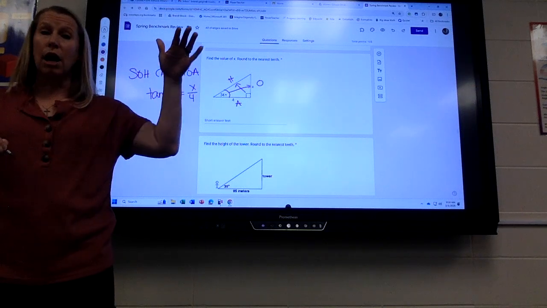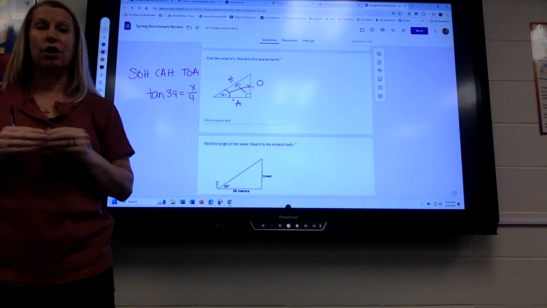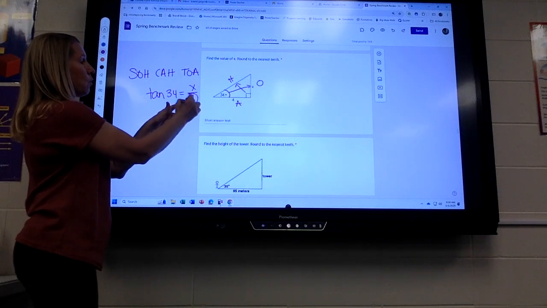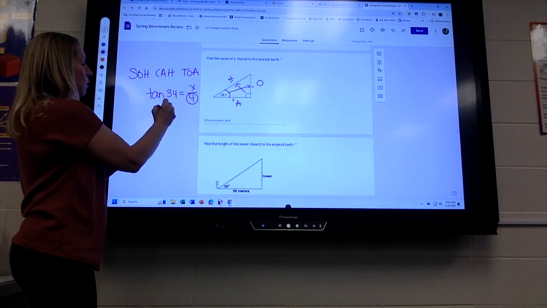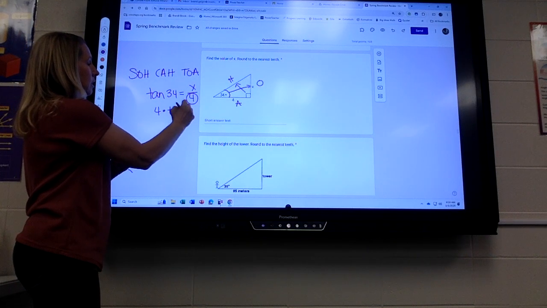If x is on top, you multiply. In your calculator, you'll type the 4 first: 4 times tan 34.